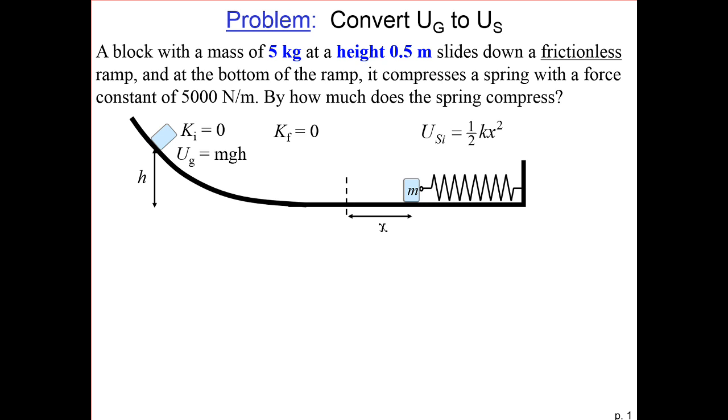A block with a mass of 5 kilograms and a height of 0.5 meters slides down a frictionless ramp, and at the bottom of the ramp it compresses a spring with a force constant of 5,000 newtons per meter. By how much does the spring compress?